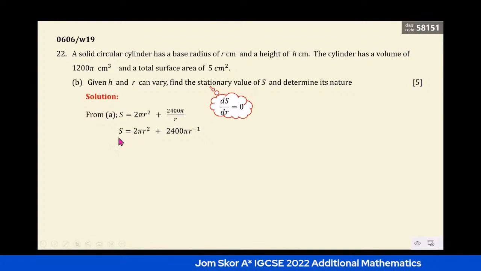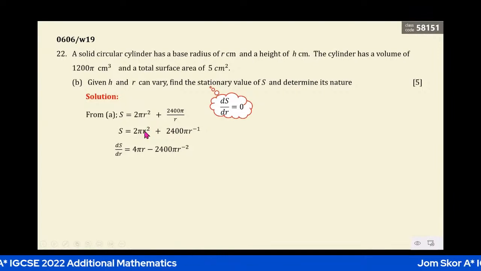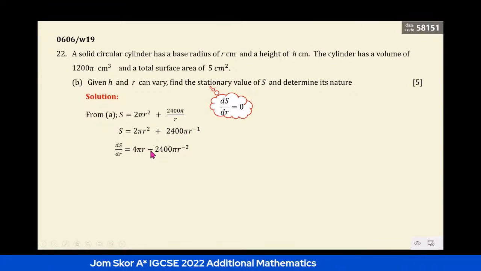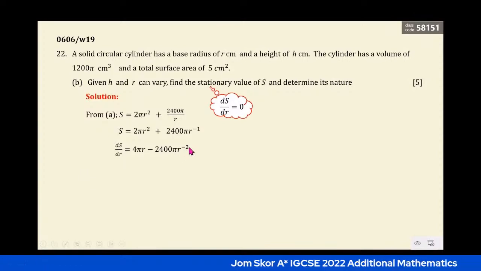So what we do, find ds/dr. So r square, bila kita differentiate, you will get 2r. So these 2 and 2 multiply, so you will get 4 pi r. So negative 1, dia duduk depan sini. Alright, so negative 2400 pi r to the power of minus 1. Okay, so you will get r to the power of -2. Okay, right.